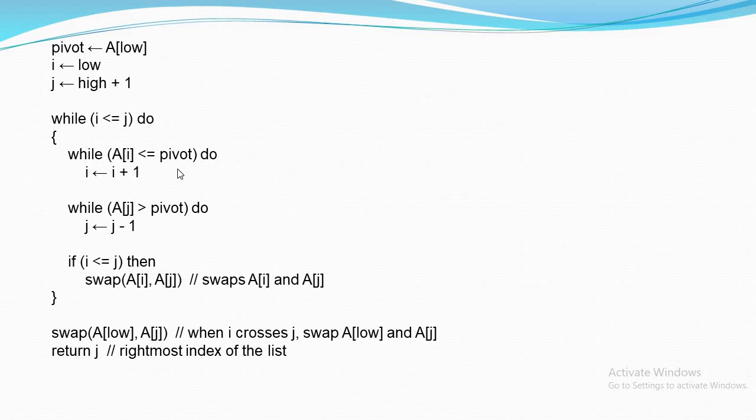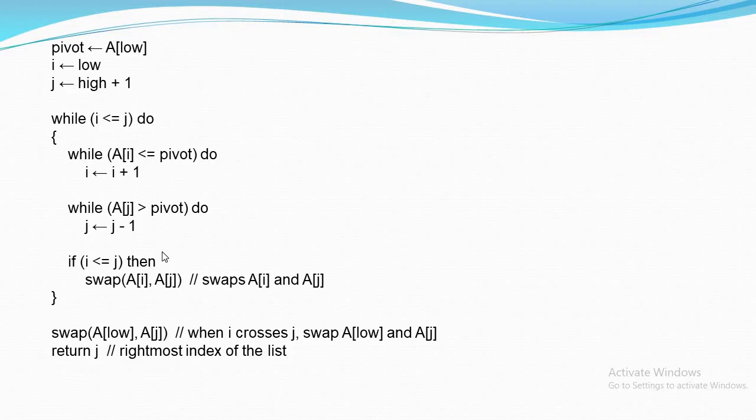While A of I is less than or equal to the pivot element, we increment the value of I. If A of J is greater than the pivot element, we decrement the value of J. If I is less than or equal to J, then we are going to swap the values.